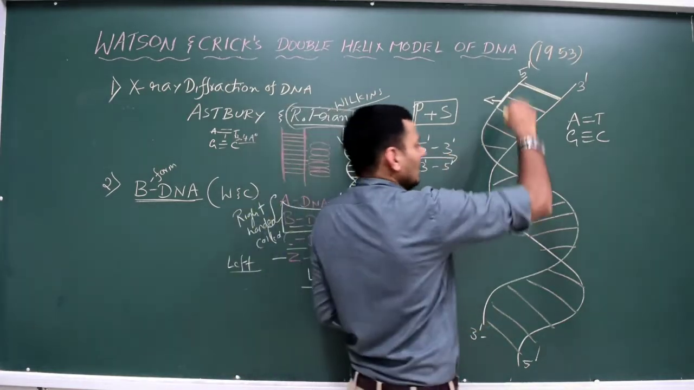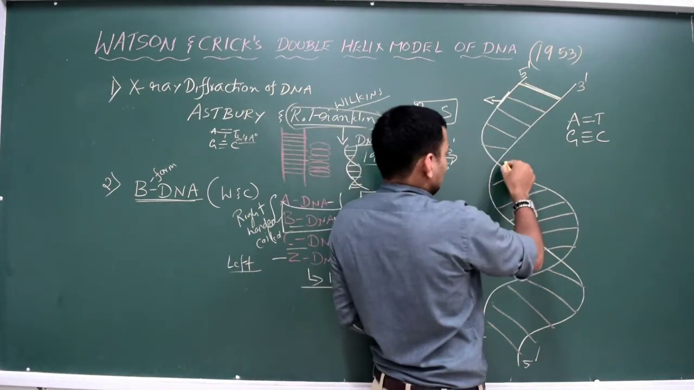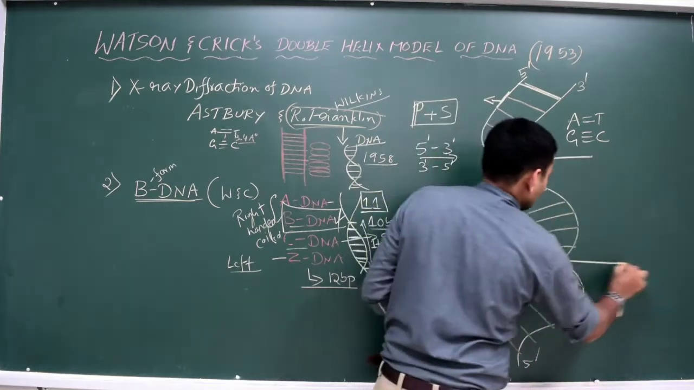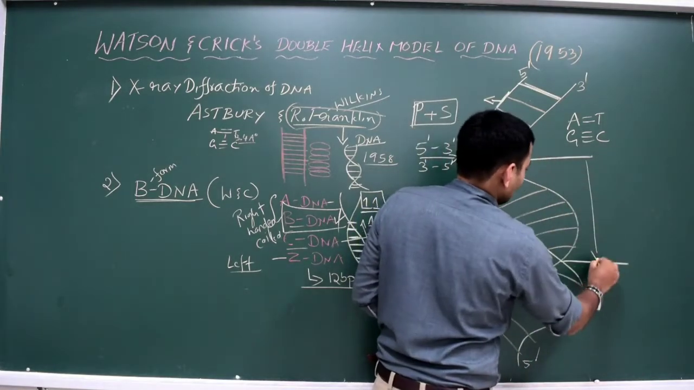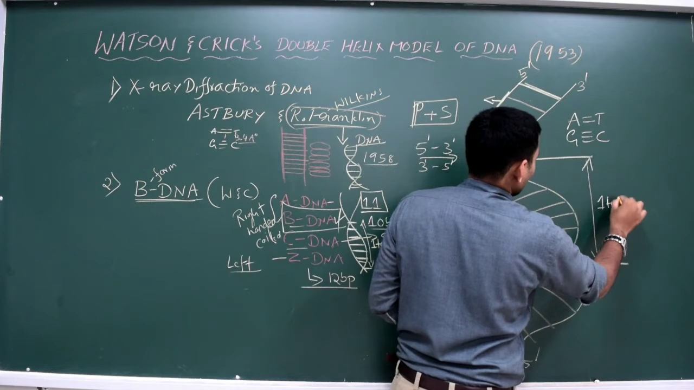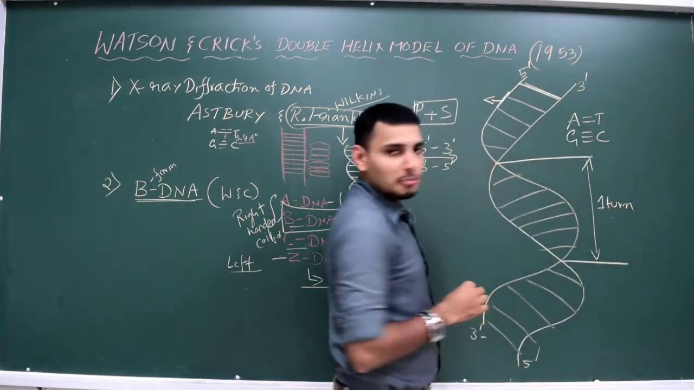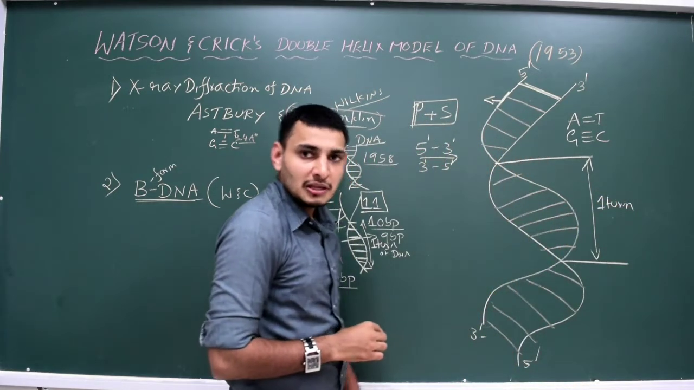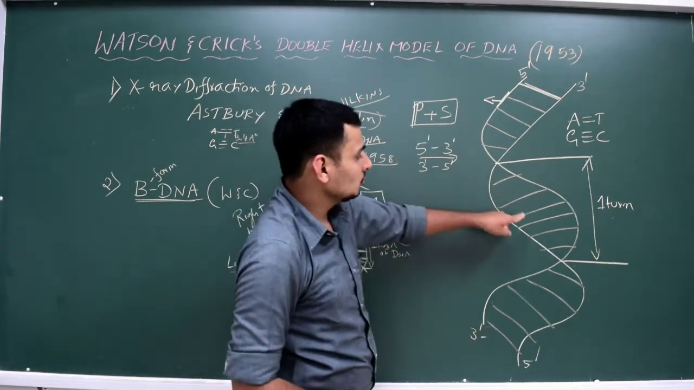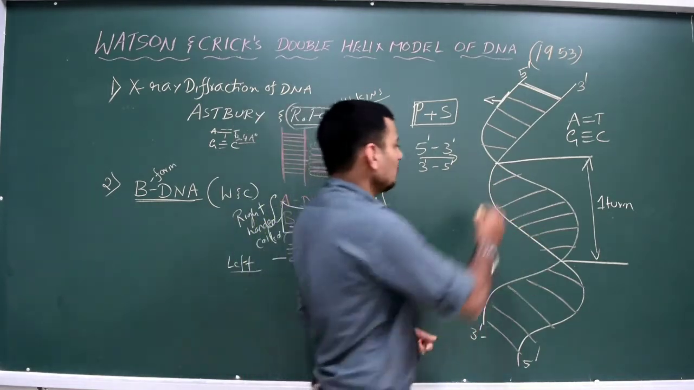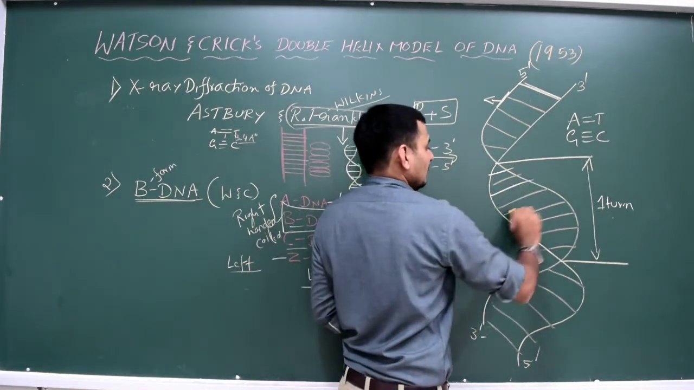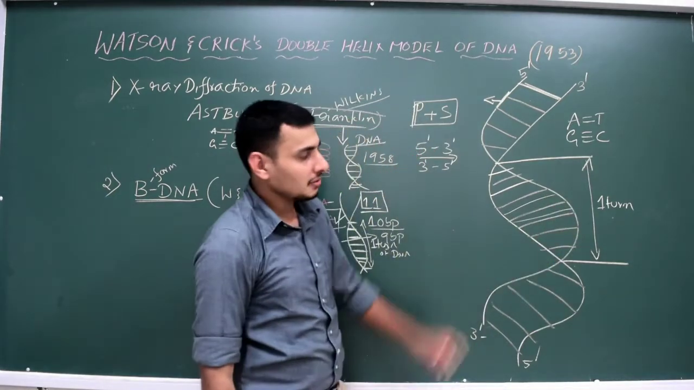If you look into the DNA, from here till here, this is one turn of DNA. So remember it, one turn of DNA. For B-DNA, how many base pairs should be there? 10 base pairs should be there. 1, 2, 3, 4, 5, 6 are there. We'll put 7, 8, 9, 10. Now it is a proper B-DNA.